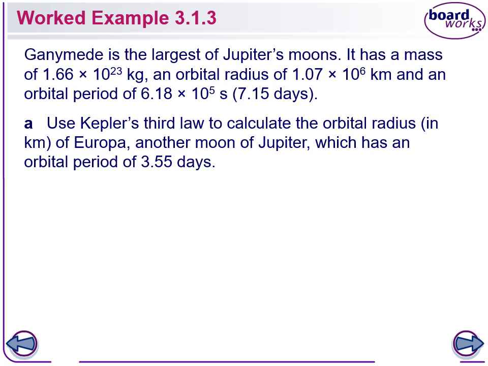Okay, so Ganymede is the largest of Jupiter's moons. It has a mass of 1.66 times 10 to the 23 kilograms, an orbital radius of 1.07 times 10 to the 6 kilometers, and an orbital period of 6.18 times 10 to the 5 seconds, or 7.15 days. Use Kepler's third law to calculate the orbital radius in kilometers of Europa, another moon of Jupiter, which has an orbital period of 3.55 days.